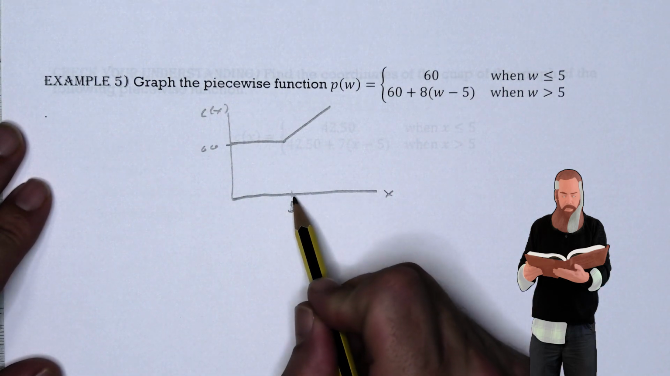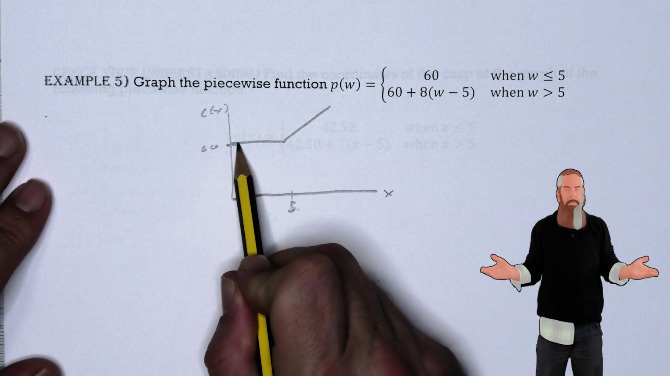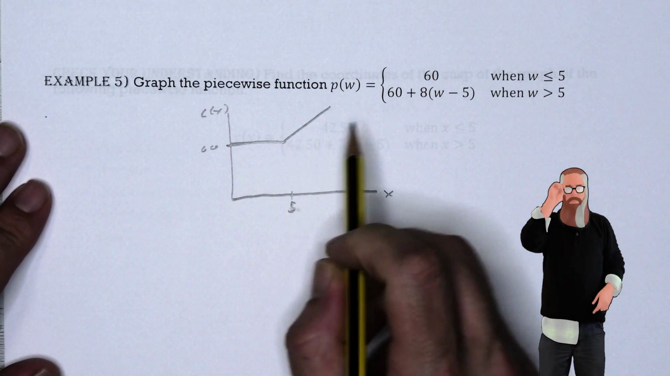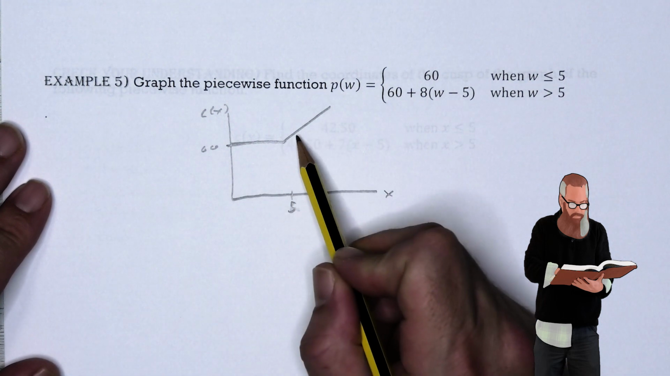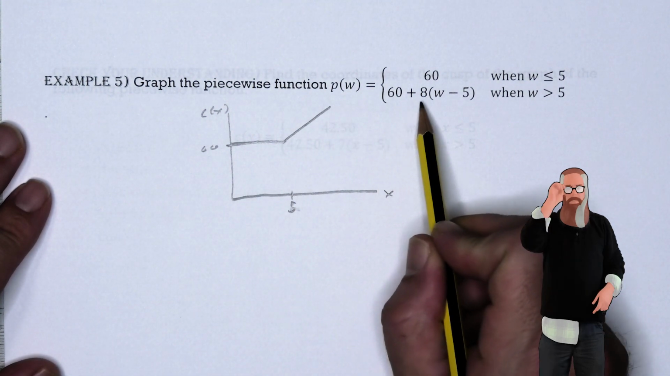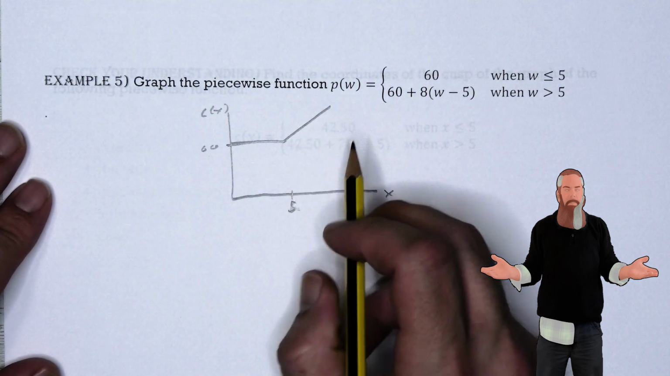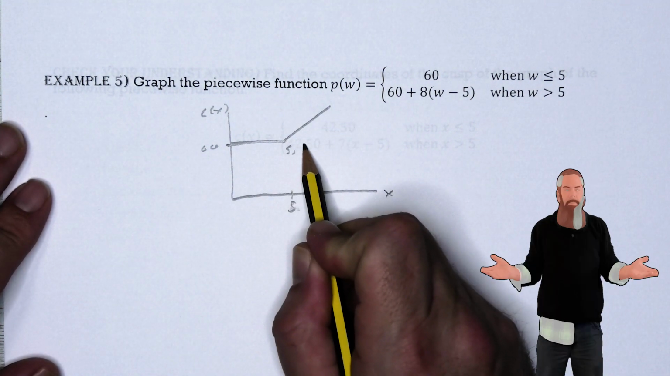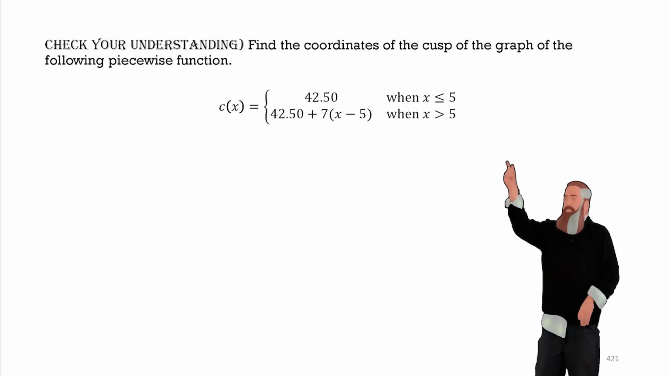We know that on the x-axis it's going to reach 5, and at 5 it will be 60 all the way across the y-axis. Now this is given to us by the first equation, which is the horizontal line. It will then start going up with a slope of 8 at the point of 5 and beyond. So this point right here is at 5, 60. Let's check our understanding and find the coordinate of the cusp of the graph of this piecewise function.